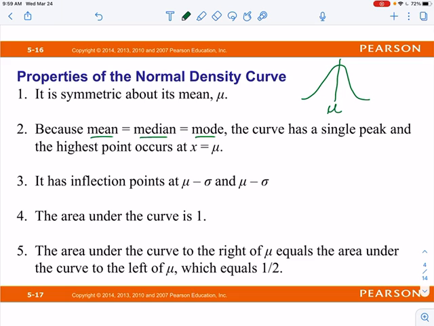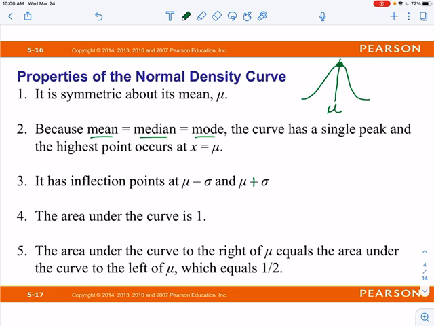So that means that curve has a single peak and its highest point occurs at x equals mu, or x equals the mean. So again, that's happening right there. That's your highest point. For number 3, it has inflection points at the mean minus 1 standard deviation and the mean, that should be plus 1 standard deviation.